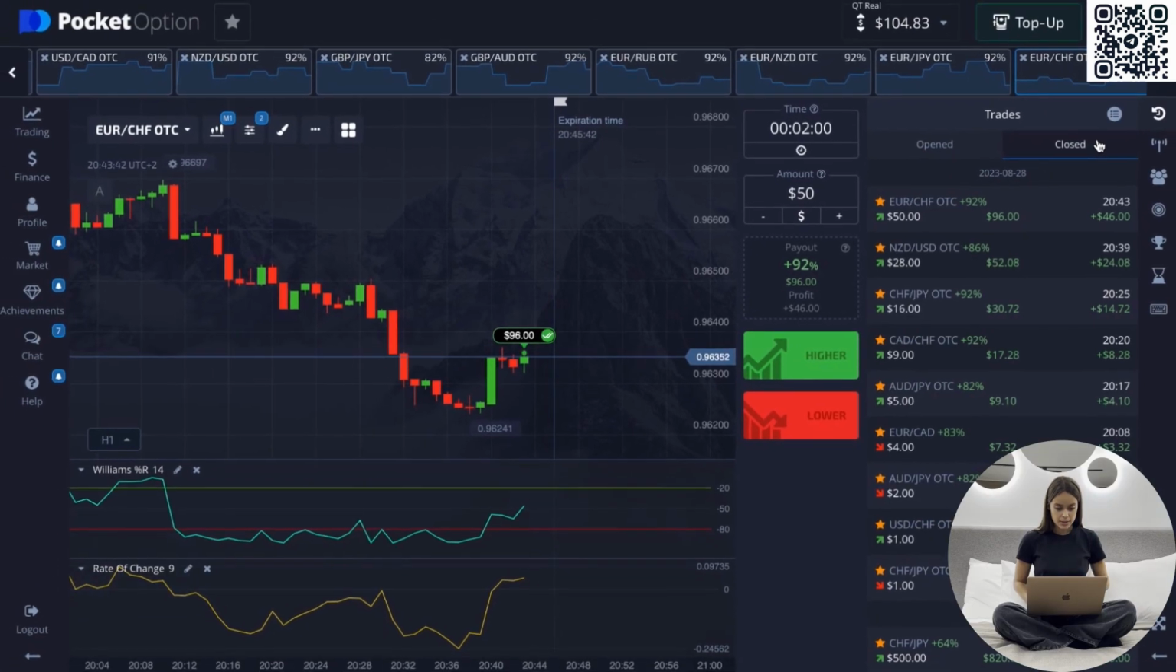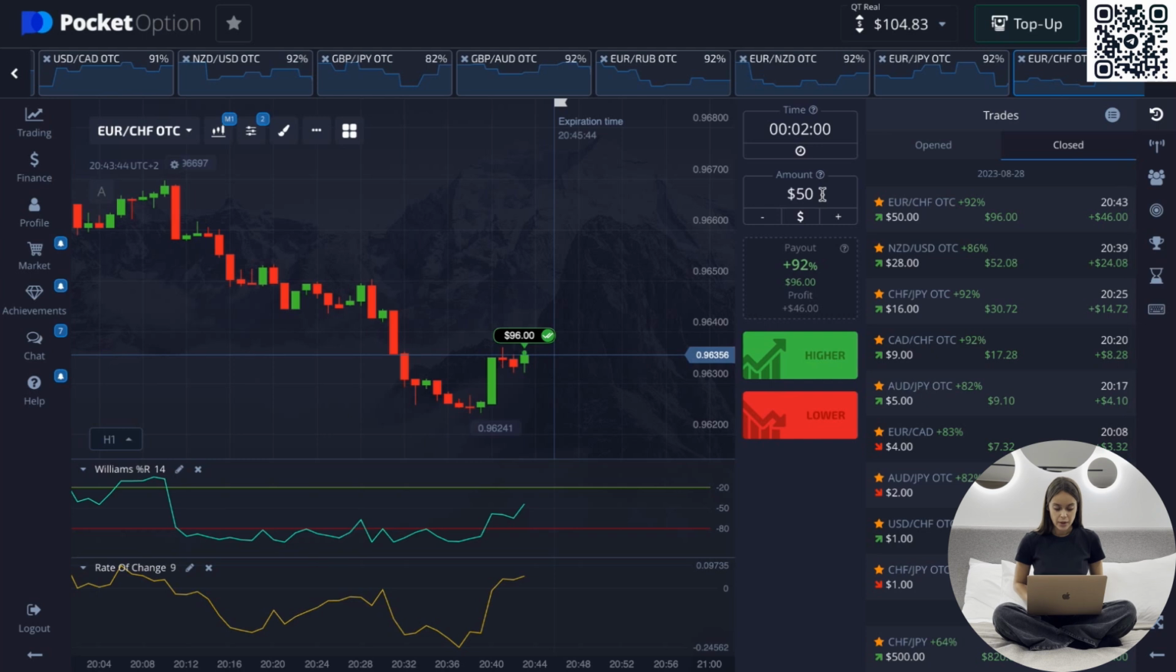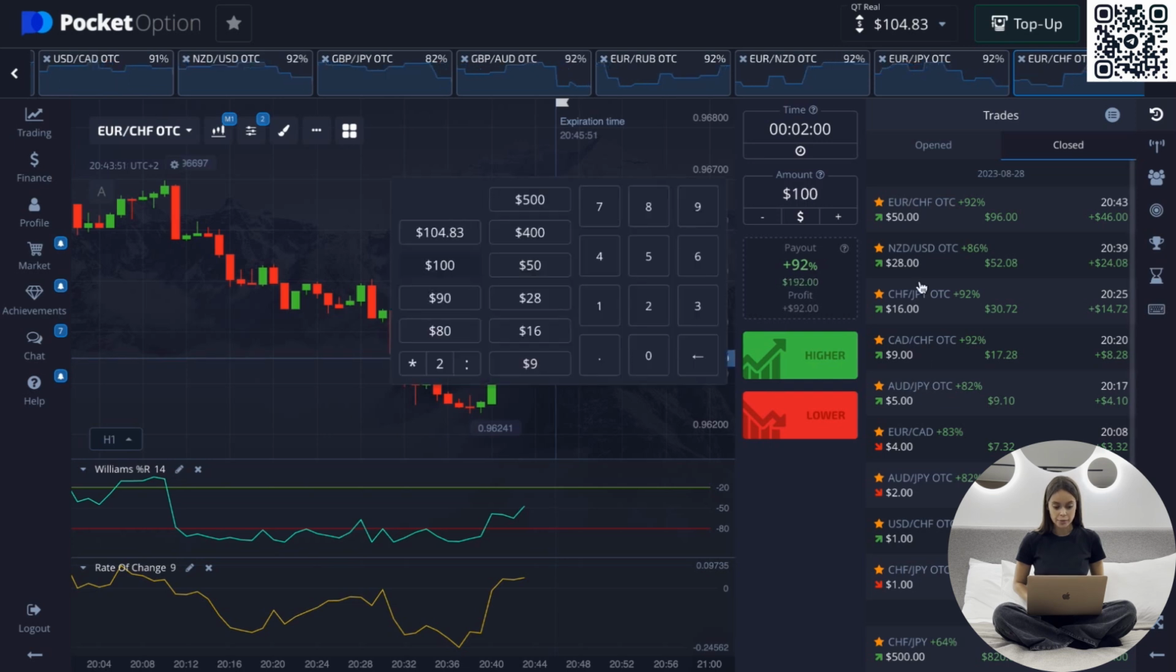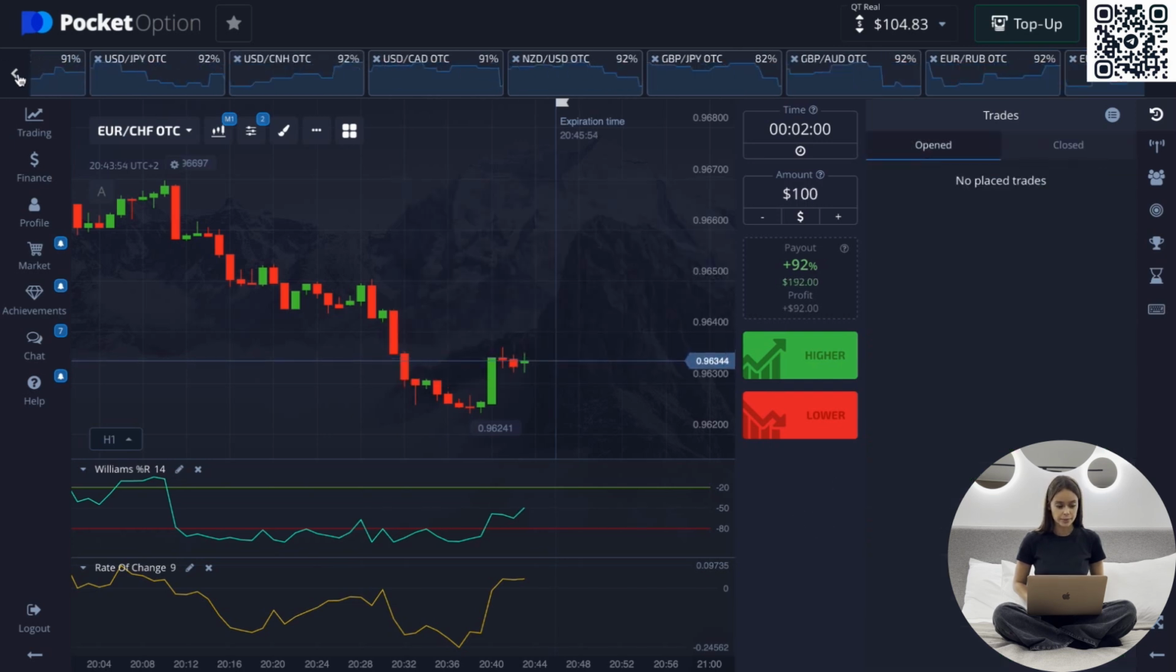Great, and another deal also went into the plus. Well, our deposit is already more than $100, so I will put up $100 for the next deal. We look further.